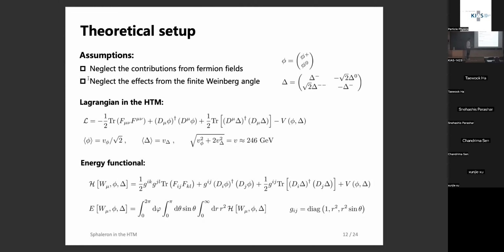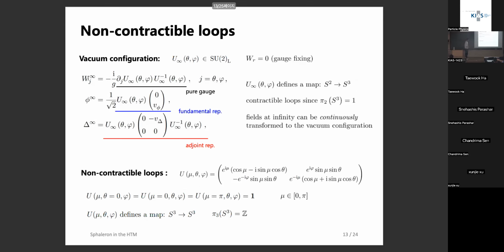Then we write down the Lagrangian in the Higgs triplet model, which includes the kinetic terms of the gauge fields, doublet scalar, triplet scalar, and the scalar potential. And from the Lagrangian, we can have the total energy of this system, which is a functional of gauge fields and doublet and triplet scalars defined on the field configuration space.